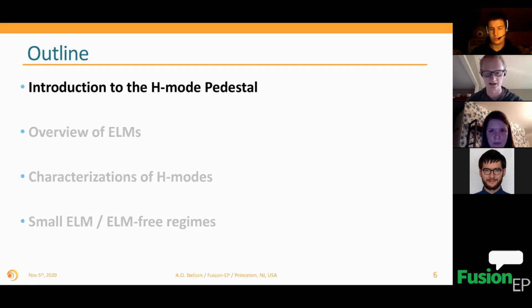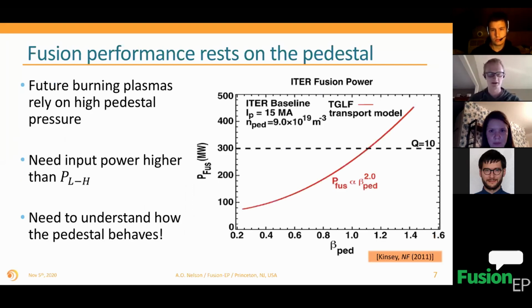So starting with the introduction to the H-mode pedestal, why do we care about this pedestal? Well, the pedestal actually turns out to be super important, and it's likely that fusion performance will rest upon the pedestal. In this plot here on the right, I've shown P_fusion, the fusion power, as a function of beta_ped, which is really just a measure of how strong your pedestal is. And as your pedestal gets stronger, your fusion power increases until we get to a regime where we might have burning plasma physics. So in order to get to a burning plasma reactor, we need to have a good pedestal, and thus it's important to understand how the pedestal behaves.